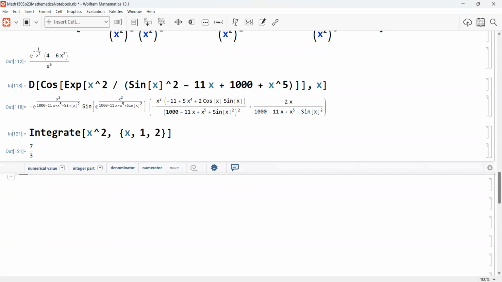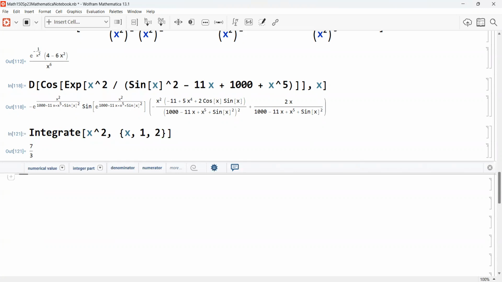Does not. Did I make a mistake? Oh, I'm cubing it, not squaring it. Thank you. Okay, good. So it should have been 2 cubed over 3, which is 8/3 minus 1 cubed over 3. And it should be 7/3, not good.